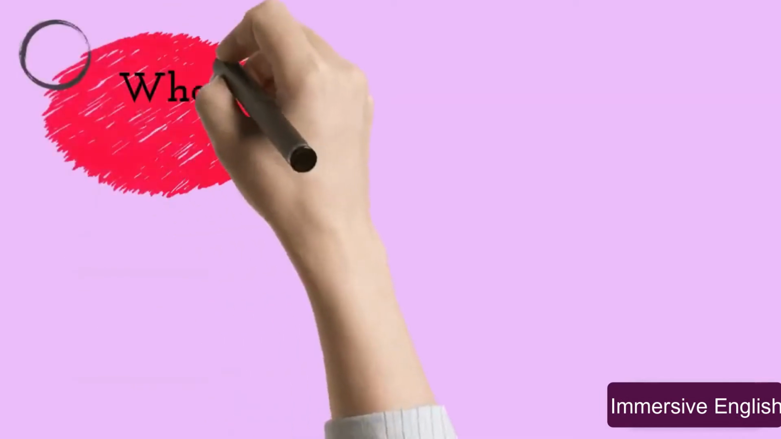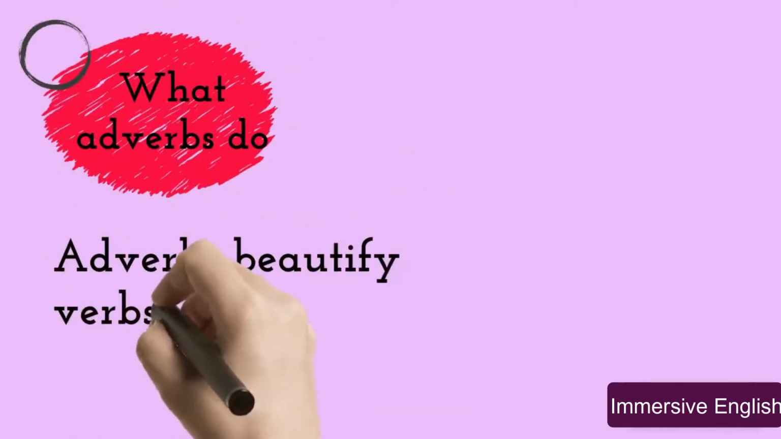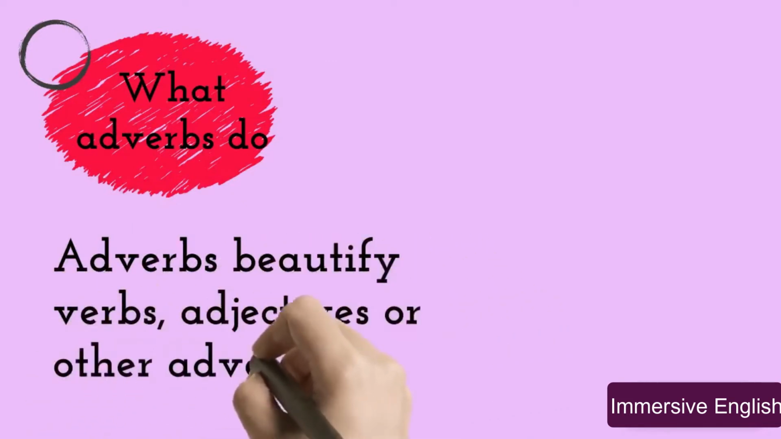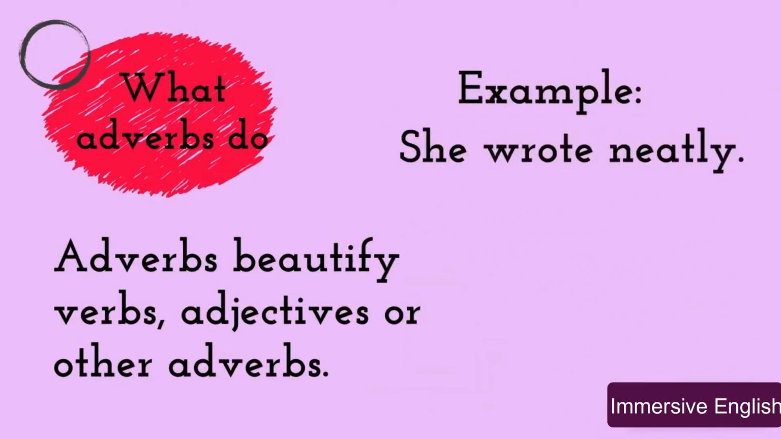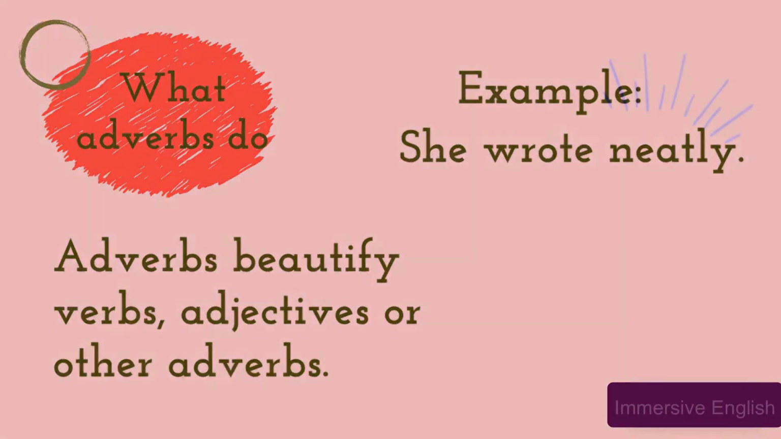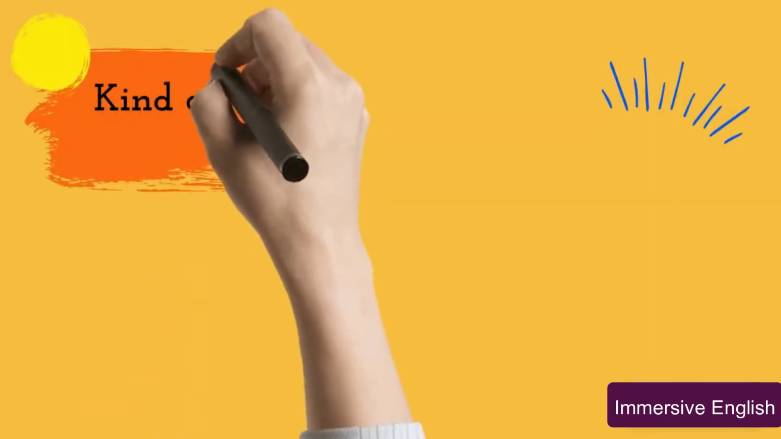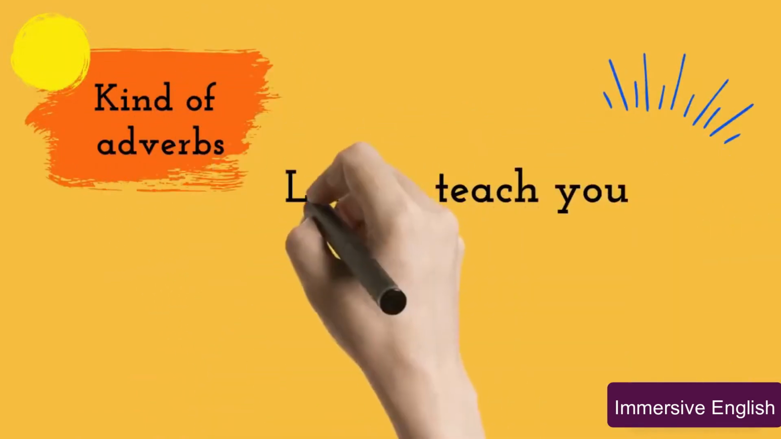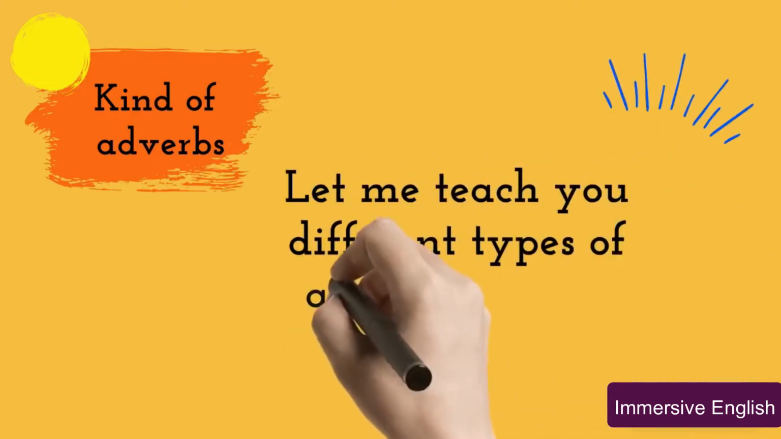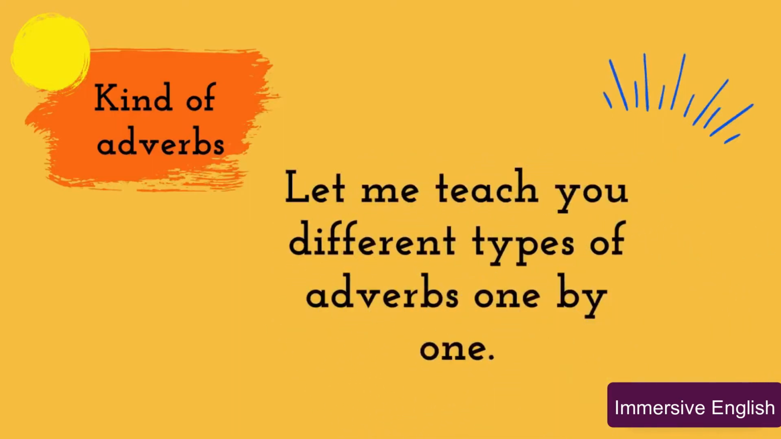Let's discuss what adverbs actually do. They beautify verbs, adjectives, or other adverbs. For example, she wrote neatly. It tells in which manner she presented her work. They help a reader see an action in their minds. I hope you understand what adverbs generally are. Now, it's time to explore kinds of adverbs and their uses. Let's get started.